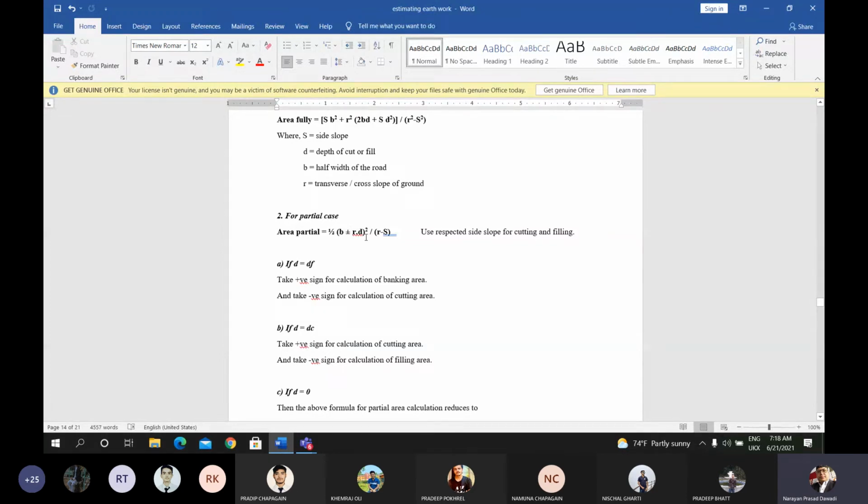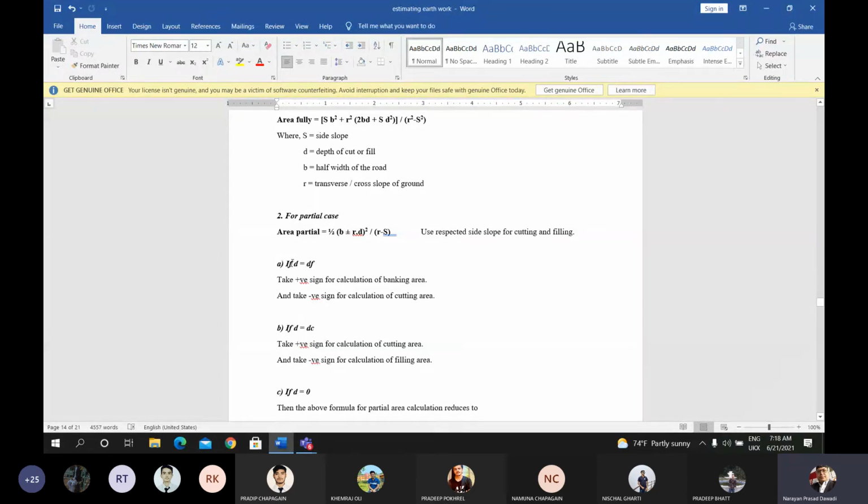If D is filling depth, then the area of filling will be high. So take the positive sign for calculating the area of filling, and take the negative sign for calculating the area of cutting. If you are provided with the central line depth as cutting depth, and the case is partial, then the area of cutting will be high. In that case, take the positive value for cutting area and the negative value for filling area. Respectively you can do it in this way.